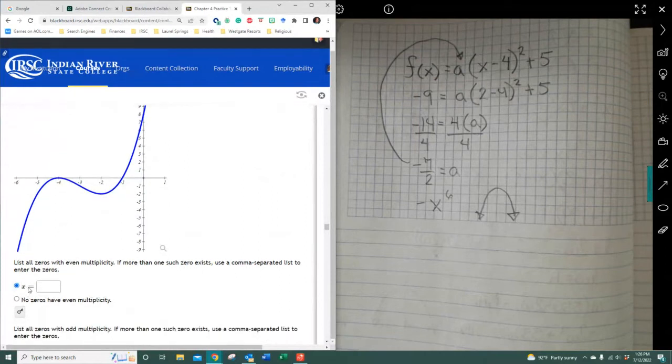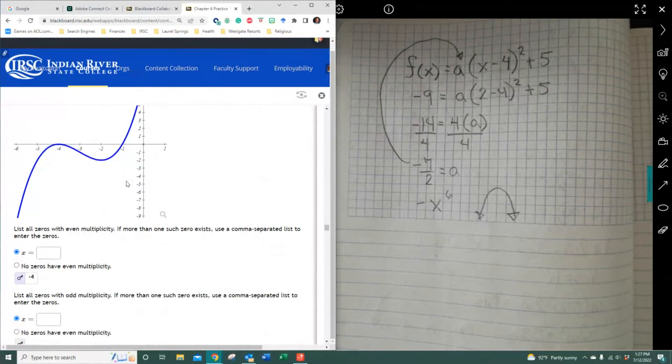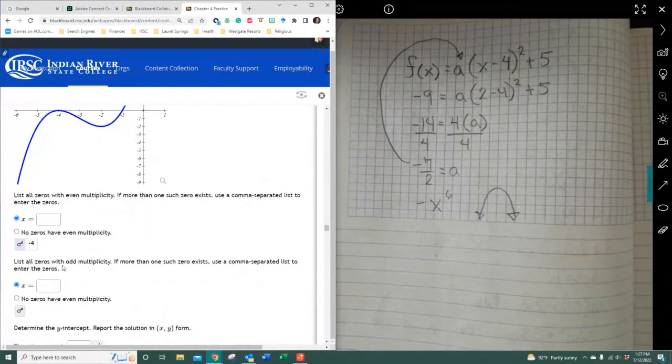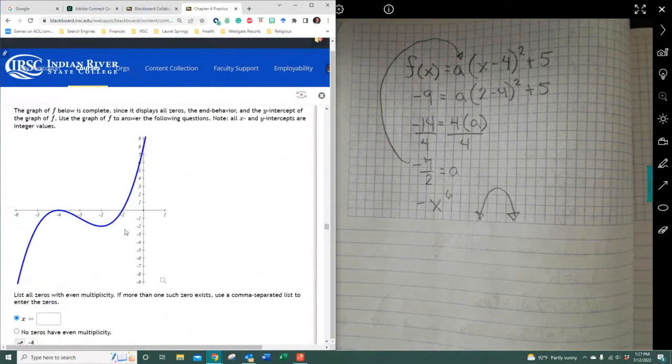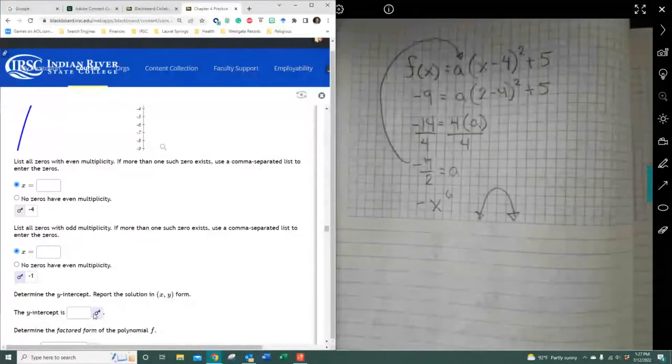So now we're looking at x here, even at -4, because it turns around at -4. Now it crosses over at -1. So it's crossing over at -1. That's going to be an odd multiplicity. So the -1 is defined. Determine the y-intercept. The y-intercept is going to be at 8. So it's nice when we have the graph.